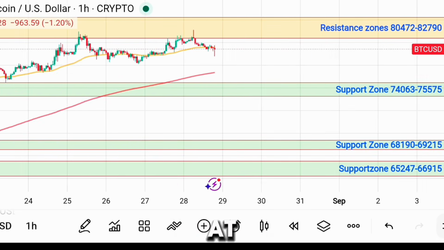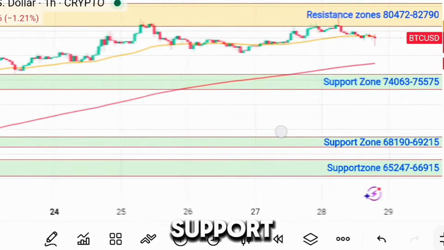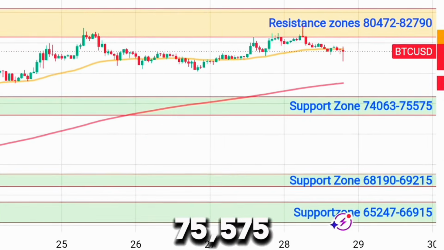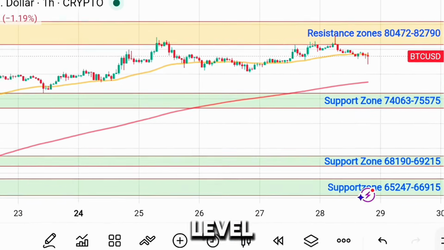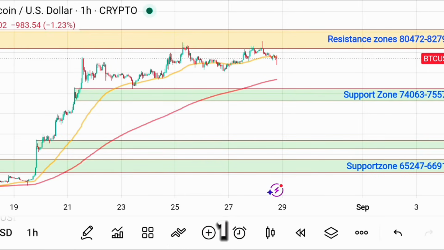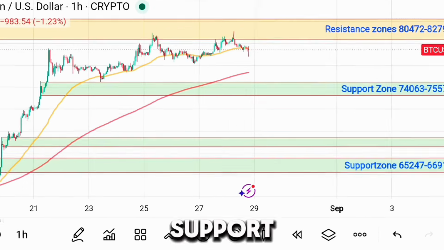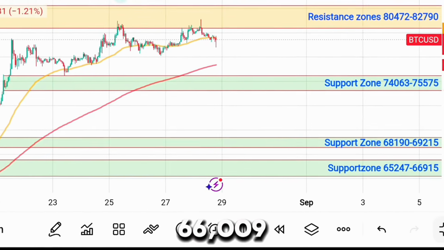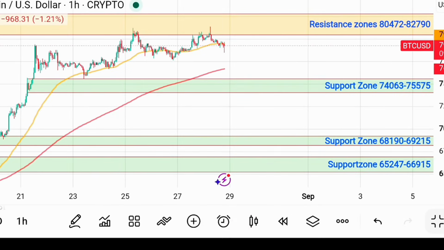Now let's look at the support zones. The first support zone is the 74,063 level to the 75,575 level. The second support zone is the 68,190 level to the 69,215 level. The third support zone is the 65,247 level to the 66,915 level. These are the areas I am watching if Bitcoin starts a corrective move.